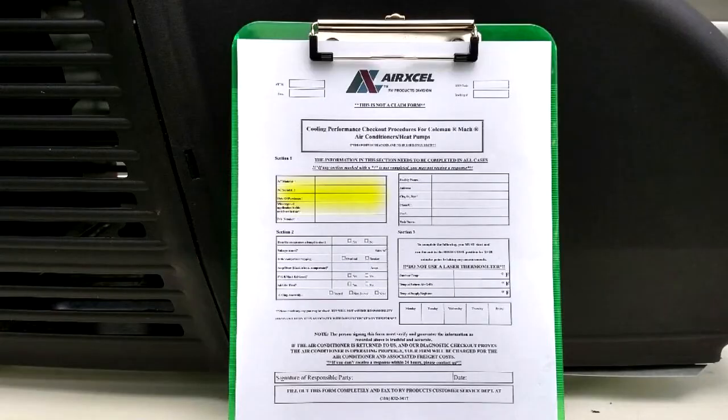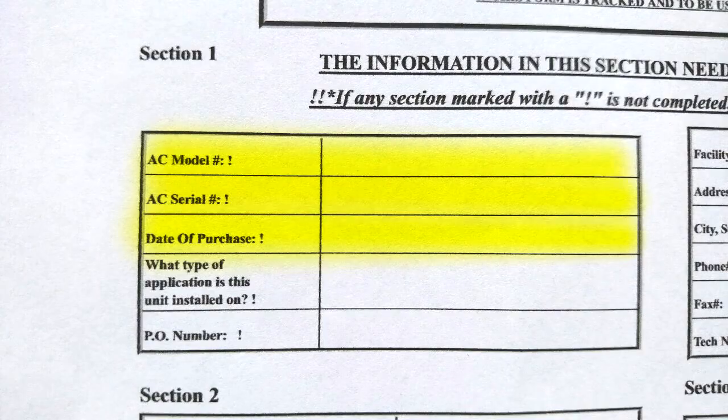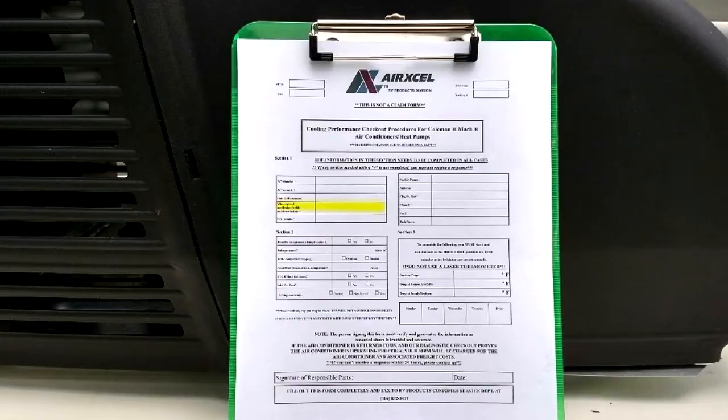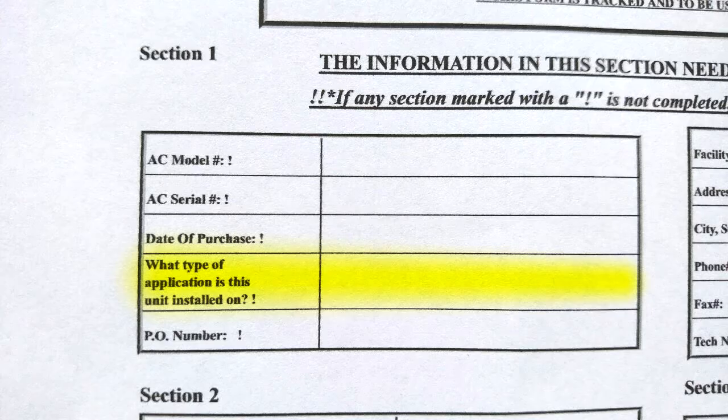The model and serial number should be obtained from the rating label on the air conditioner. Keep in mind the build sheet of the coach is not always accurate. The customer will need to provide proof of original retail date of purchase. Here are some examples of where to find the rating plate sticker on the Coleman-Mach rooftop air conditioners and heat pumps. The rating label is located here on a standard TSR, here on a Polar Mach, and here on a Mach 8.